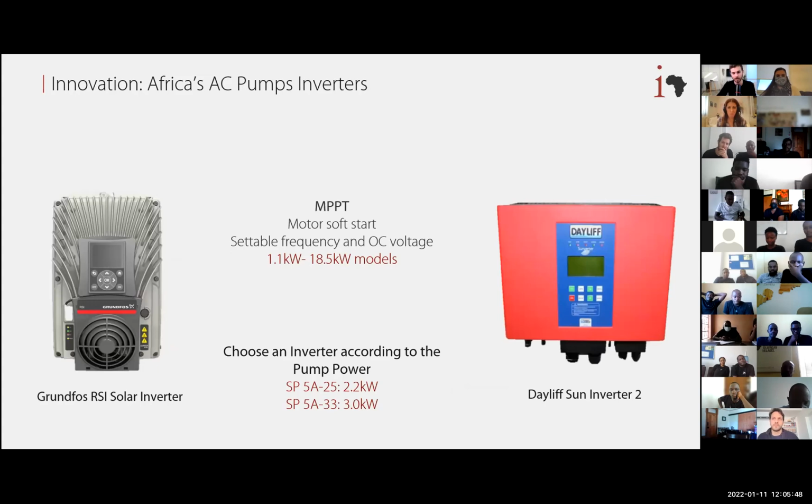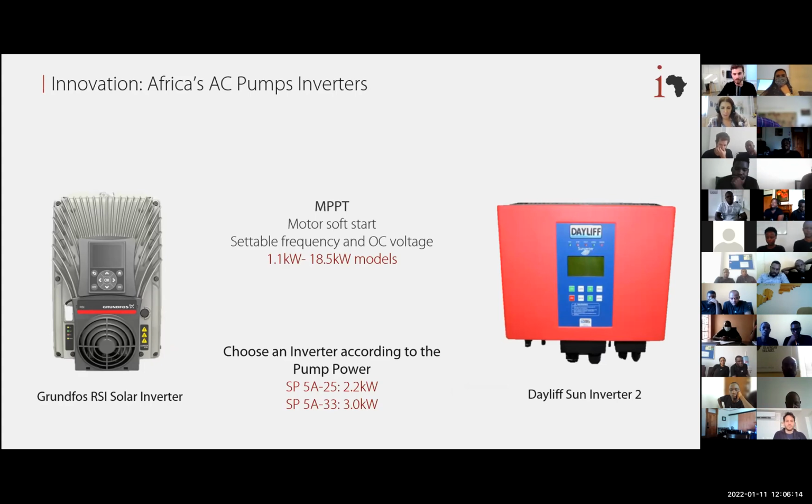Now, we know that we have projects where we have to use an AC pump, just like we mentioned. So when we use an AC pump, we need an inverter because we need to invert DC electricity to AC electricity. So the two most common inverters we use are the Grundfos inverter, just like the pump company, and the Daylif inverter, which is an African company, which gives us the same abilities.